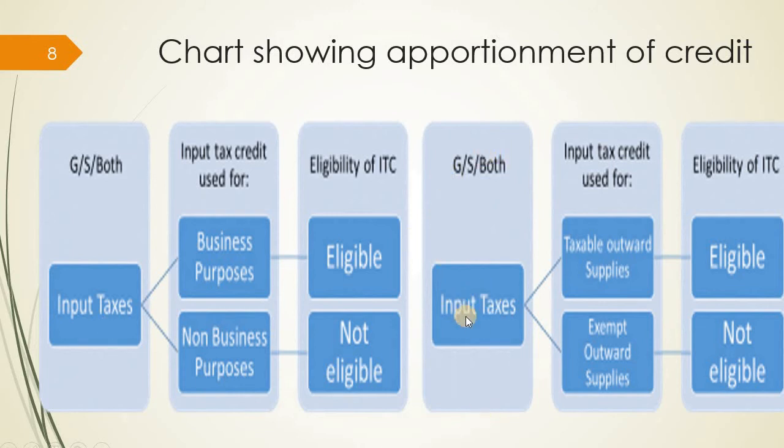Then regarding the taxable supply: whatever goods and services you have bought, if they are used for taxable supplies, in the sense taxable sale, then you are eligible for ITC. If the goods and services you have purchased are used for exempt or exempted supply, then you are not eligible to get the credit. This is the brief chart showing the entire explanation of apportionment of credit.